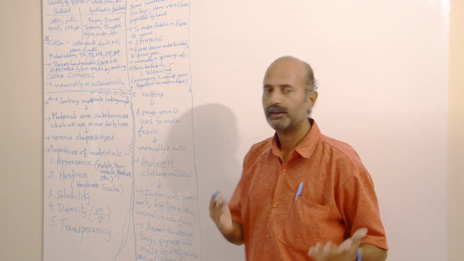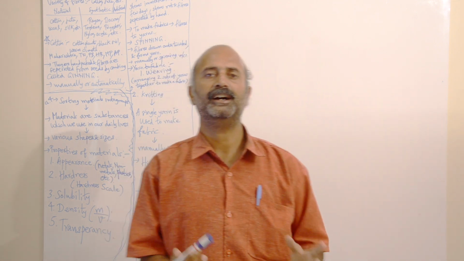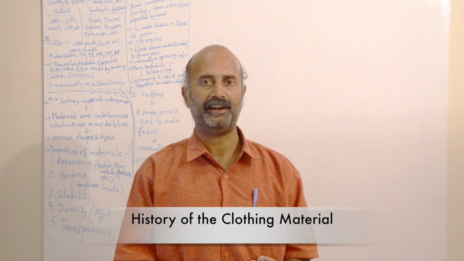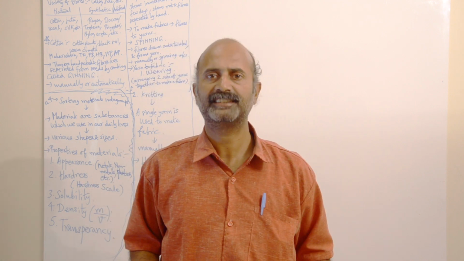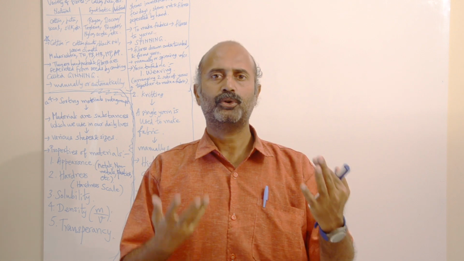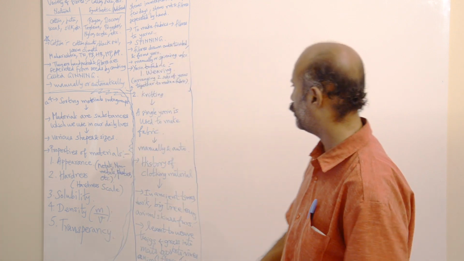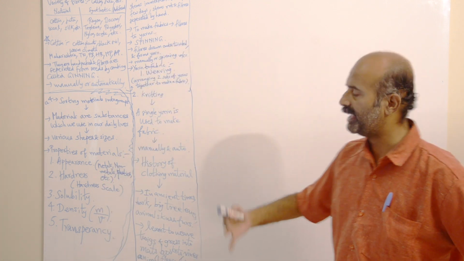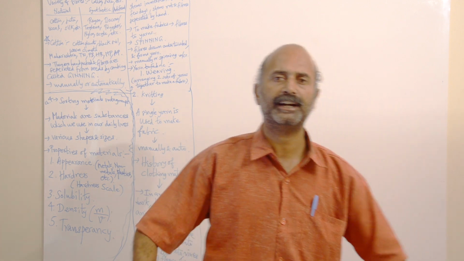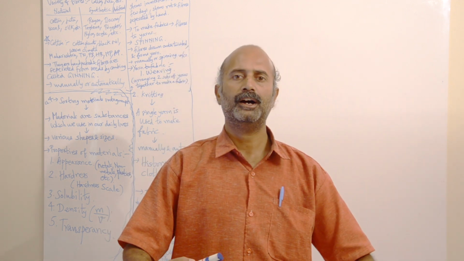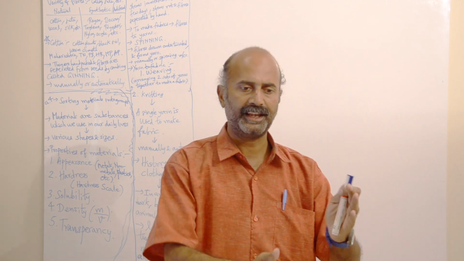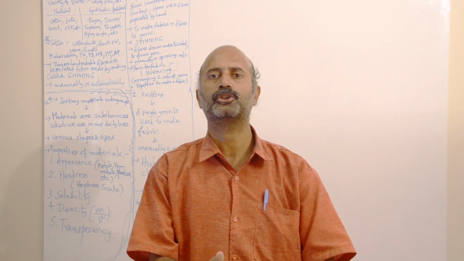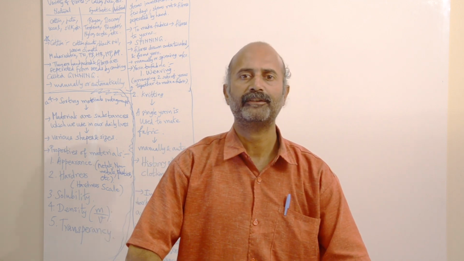Now, finally, we'll wrap up this chapter by discussing the history of the clothing material. Early man was not so fortunate to wear designer clothes like us. So what they did in ancient times, they covered themselves with the bark of the trees, the trunk. They cut the trunk of the trees and covered their private parts with it.